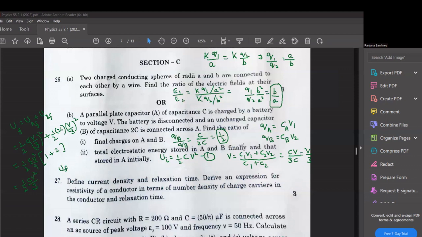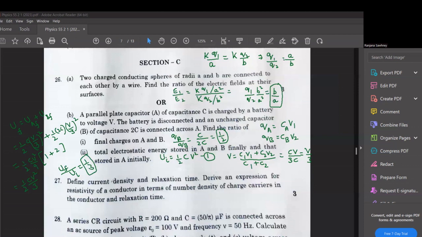Electrostatic, the ratio of the electrostatic energy finally upon initial, UF upon UI. This is UF, this is UI. So when you solve it, what do you get? You get the ratio to be 1:3. So the answer is 1:3.